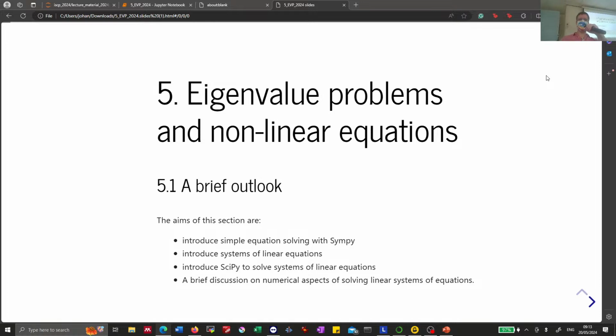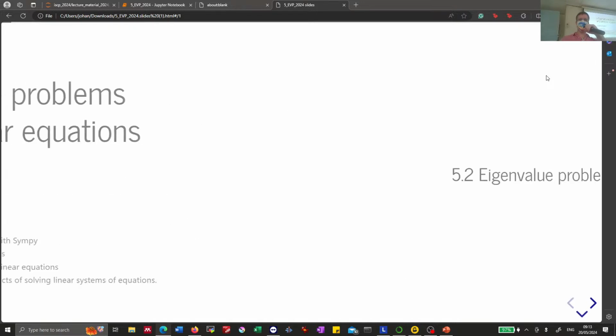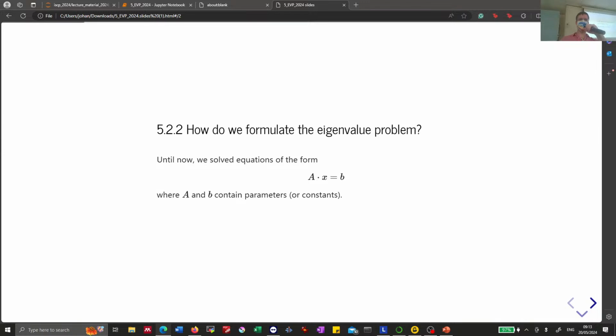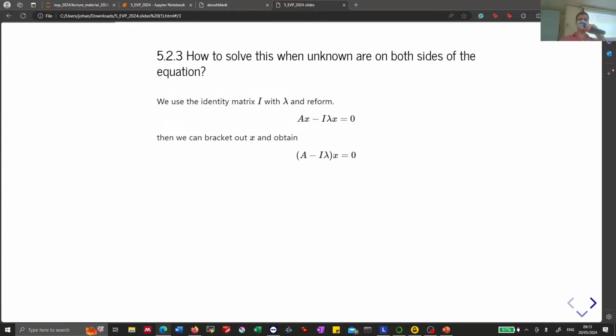Okay, so we go back to eigenvalue problems and nonlinear equations. And we already saw what an eigenvalue problem is. That is given in the form given here. A matrix times a vector equals an eigenvalue times a vector, where the matrix is just a transformation that takes a vector and projects it on, it doesn't change the direction, right? But just leads to a compression or stretch.